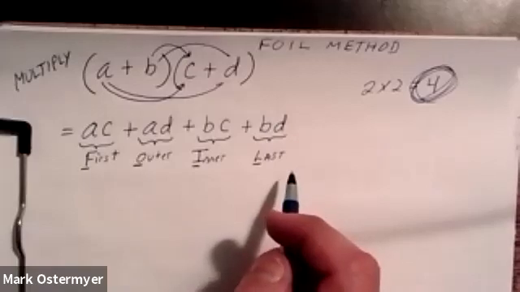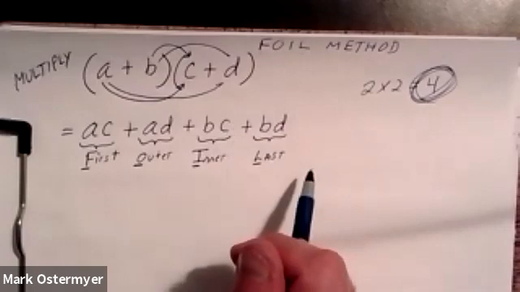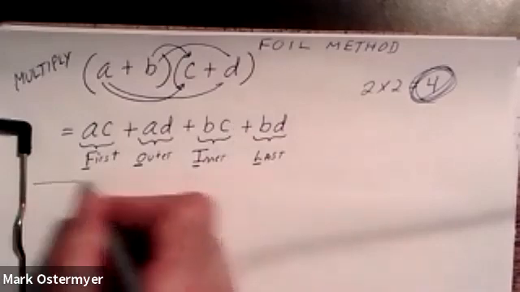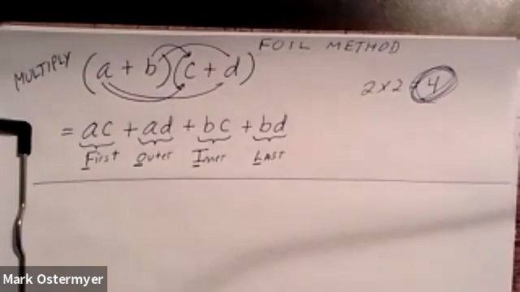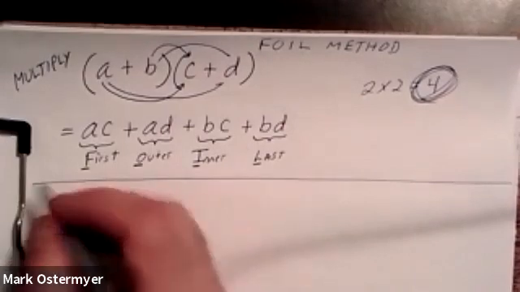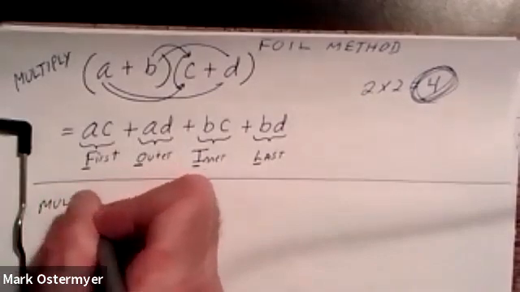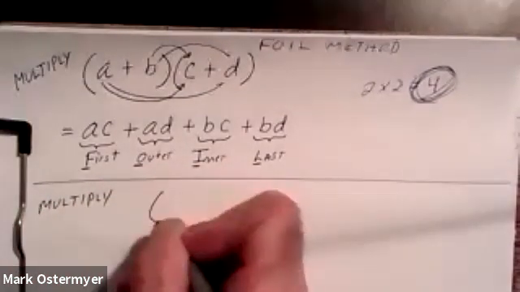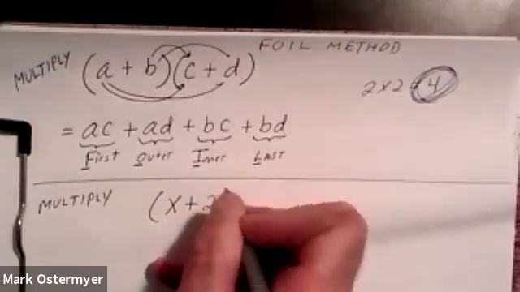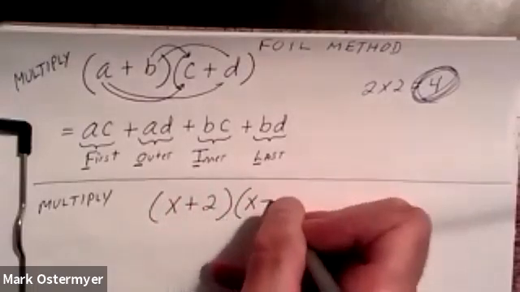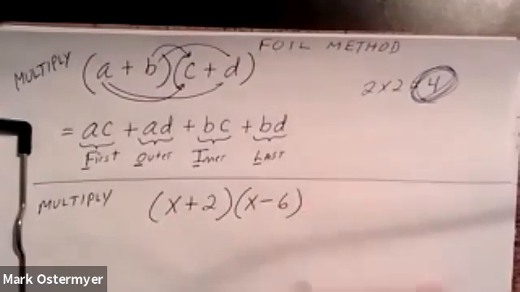That's called the FOIL method for multiplying binomials together. It is a very popular way to multiply binomials together. It's the most talked about way in just about every textbook that you will look at in algebra and beyond. So let's see if we can employ the FOIL method to multiply a couple binomials together. So we'll try to multiply, how about x plus 2 multiplied by x minus 6. We will try to multiply these two binomials together.